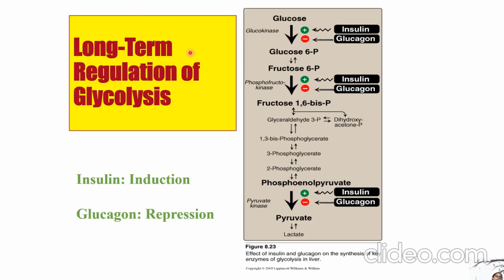Now, what can be the long-term regulation of glycolysis? Insulin will induce the process of glycolysis, and glucagon will repress it. So at each of these steps, insulin and glucagon can have opposite effects on the synthesis of key enzymes of glycolysis in the liver.